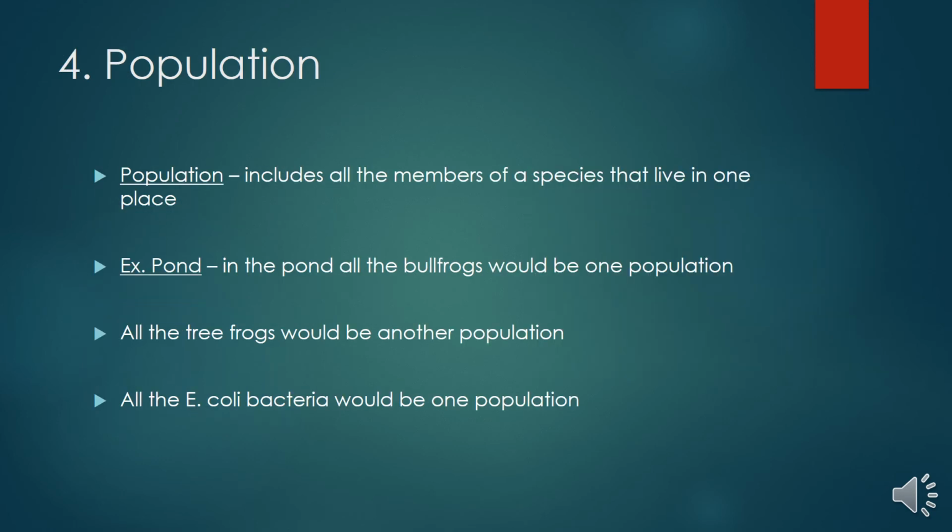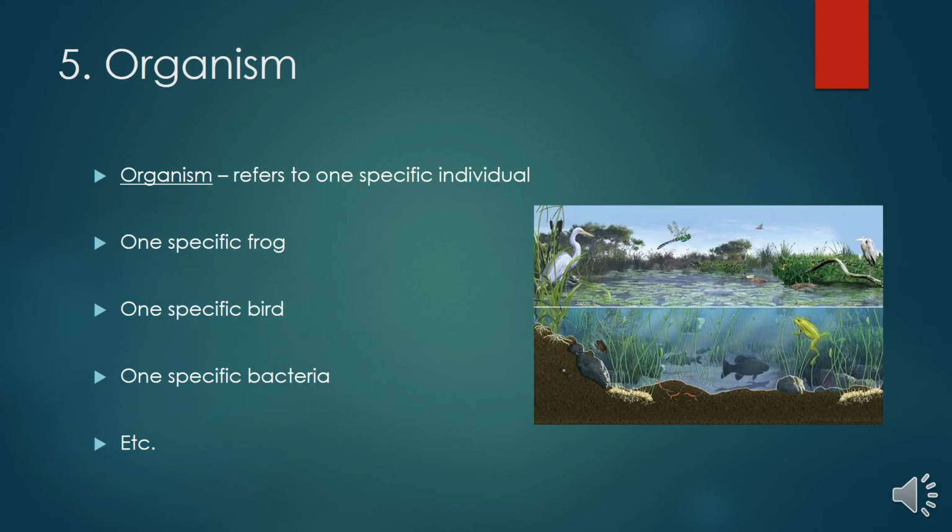Population. This is a step down from community. This is all the members of a species that live in one area. So now in the pond, we're not talking about all the living organisms. We're talking about all the bullfrogs, all the tree frogs, all the E. coli. Organism. This is even more specific. Now instead of saying all the frogs, we're saying that frog right there on the right. That one specific individual. Or that bird on the left there, that crane. We're only talking about him. Or it can be even smaller. One specific bacteria. One specific lily pad.